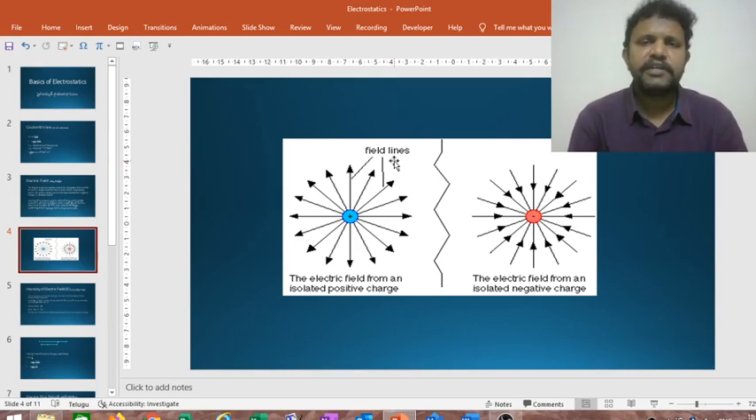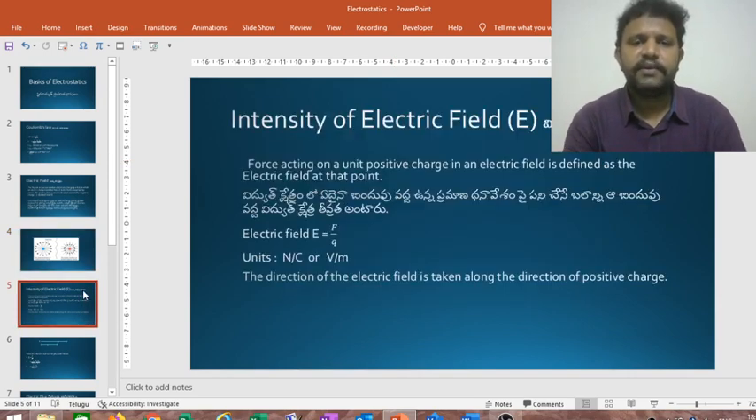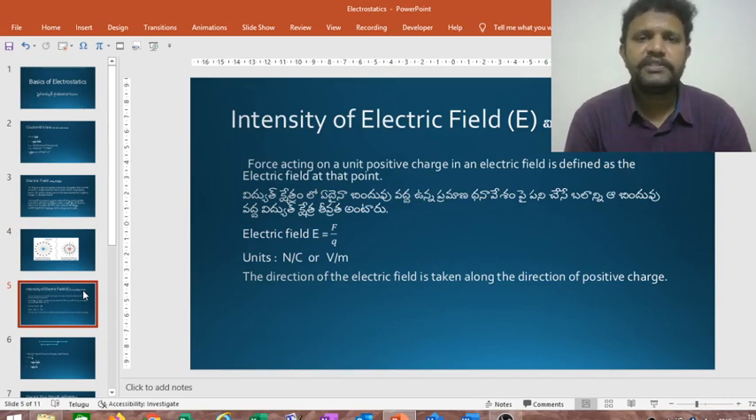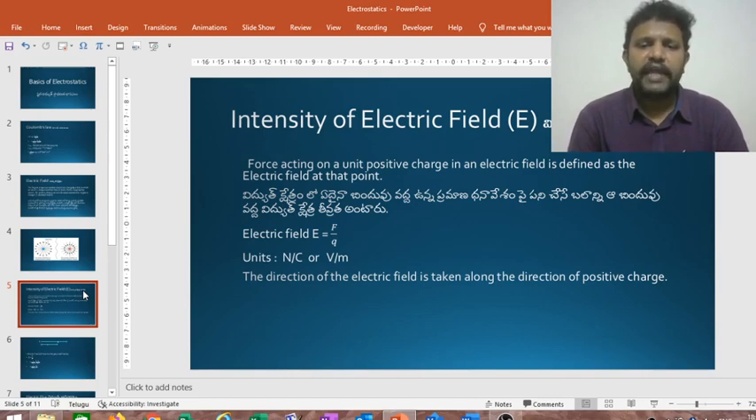The force experienced by this charge is called intensity of the electric field. Let us see what is intensity of the electric field. Here is one of the important topics in this static electricity. Intensity of the electric field means force acting on a unit positive charge in an electric field. That means if you place another charge in the electric field, it experiences some force due to the electric field.